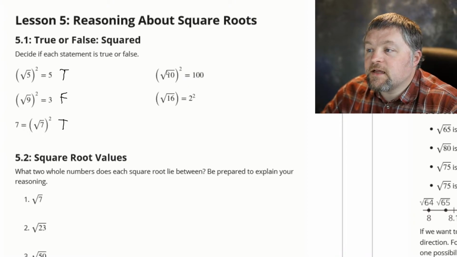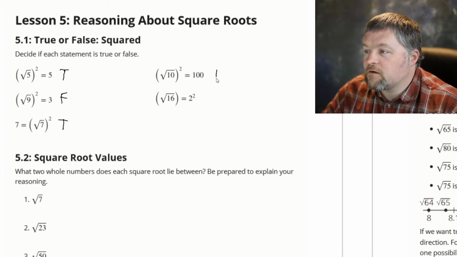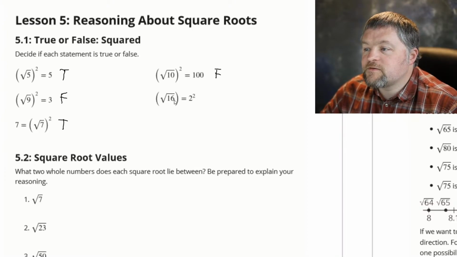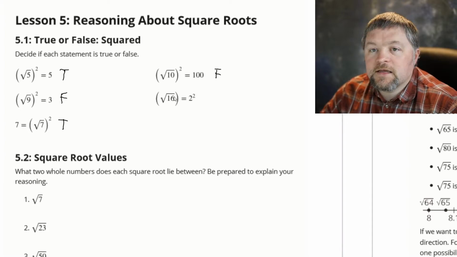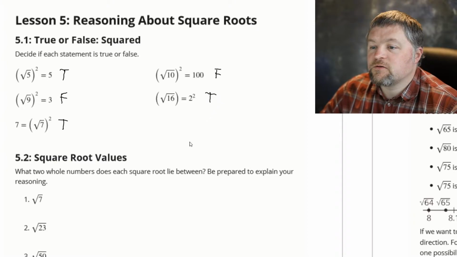The next one is the square root of 10, squared, equals 100. The square root of 10, whatever number multiplied by itself gives us 10, times itself should give us 10, not 100. 10 squared is 100. The square root of 16 is 4, and 2 squared is also 4. So that one is true.